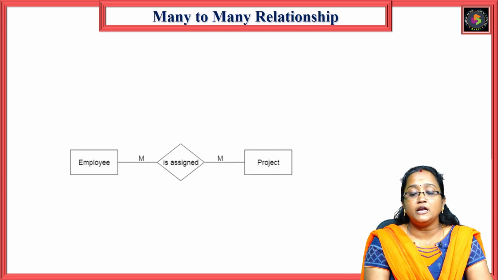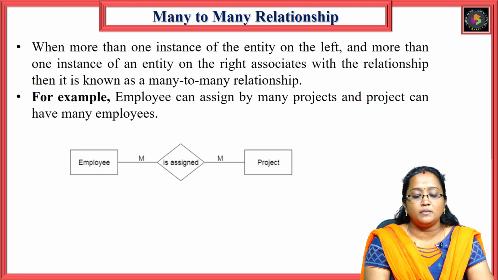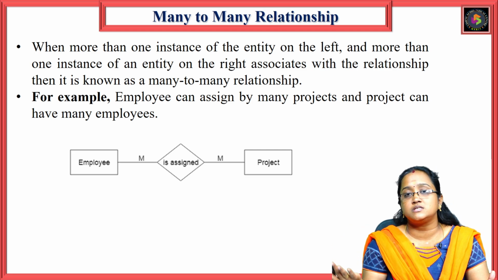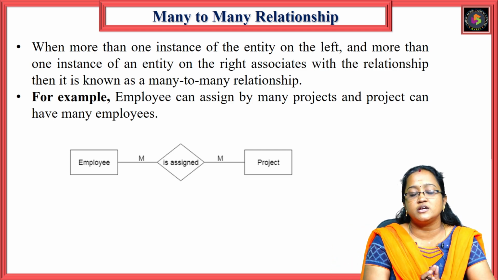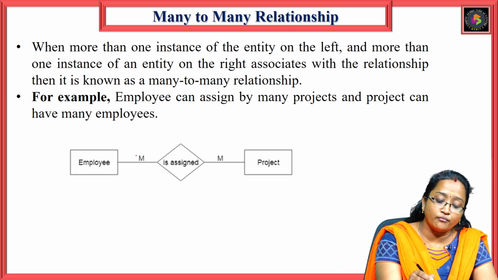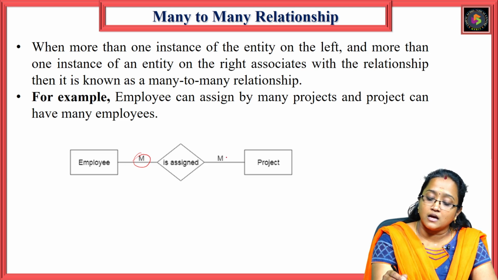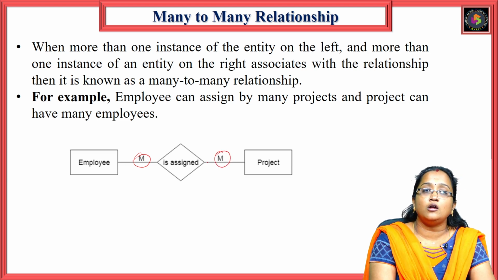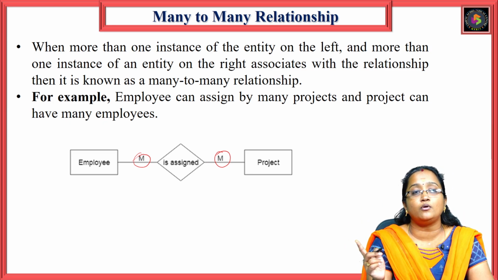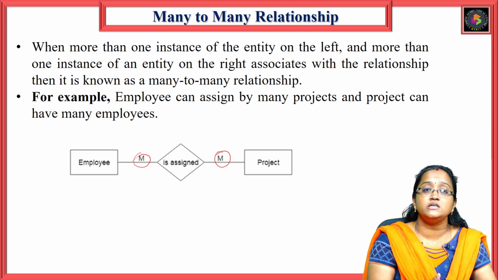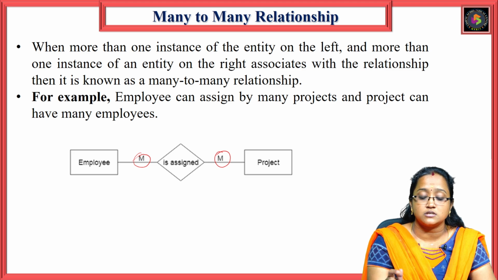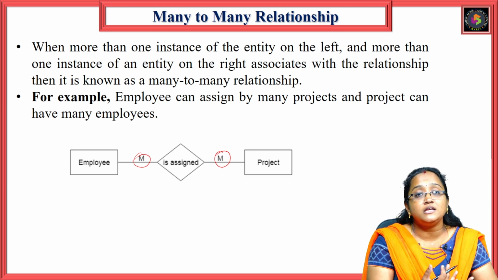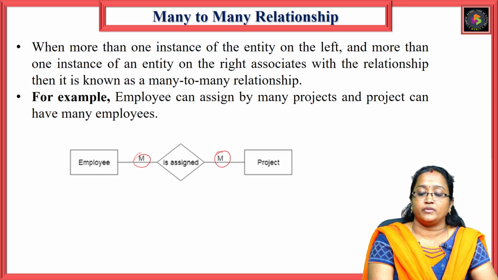Next one is many-to-many relationship. Many-to-many means there will be n number of instances on the left side and n number of instances on the right side, with an association between them. So n number of employees can be assigned to n number of projects. Not only one employee is associated with one project; n number of employees can be assigned to n number of projects. When such a relationship exists, it is called a many-to-many relationship.